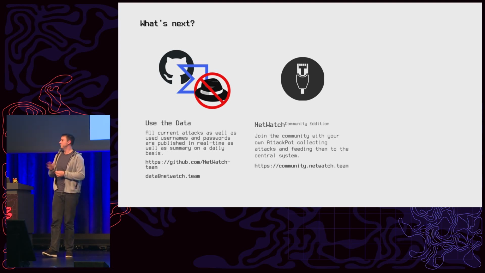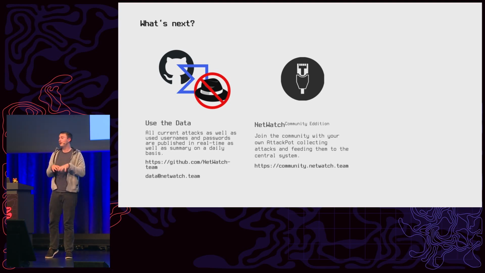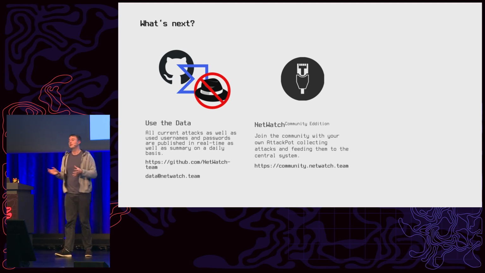Now, if you have a system on the internet, maybe a Linux system, but Windows works as well, go to community.netwatch.team, type in your email there. We will reach out to you, give you an API key, as well as instructions how to deploy your own attack pod. With that attack pod, it automatically streams all the attacks that you see into our system, allowing us to have better visibility of what's happening on the internet, as well as to take these systems down and really do something about it.